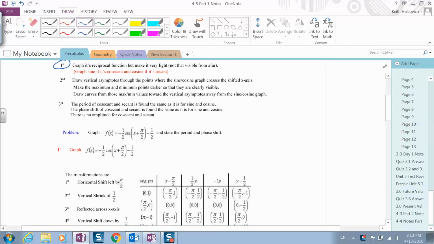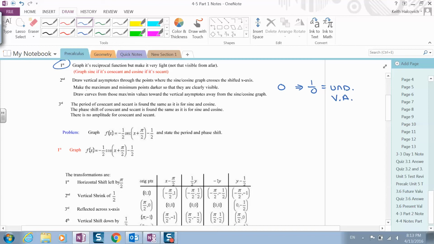The second step is you're going to draw vertical asymptotes through the points where the sine and cosine graph crosses the shifted x-axis. Basically, where the sine and cosine were 0, that's where you're going to put vertical asymptotes, because the reciprocal of 0 is undefined, and whenever it's undefined, that's where you're going to have a vertical asymptote.